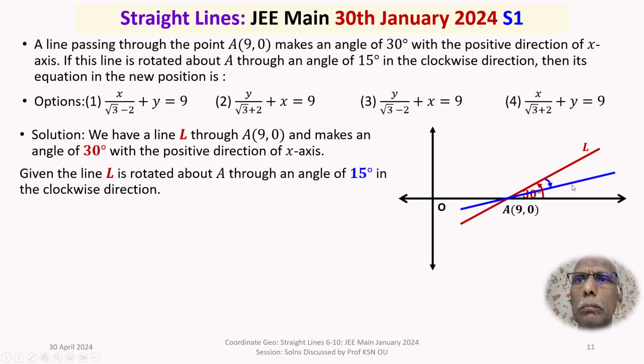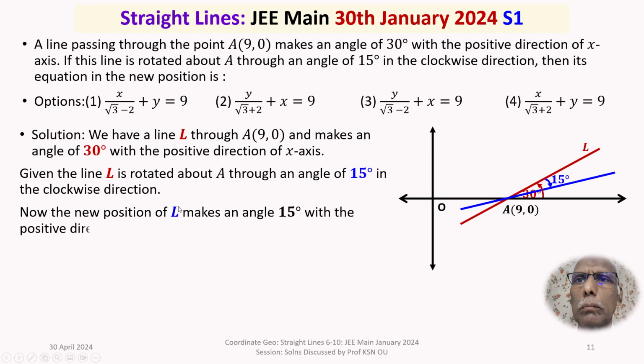This is the blue line. In the clockwise direction, 15 degrees we have rotated. Then the new position of this L is this one. So now the new position of L in blue makes an angle 15 degrees with the positive direction of x-axis. So this is your L. This makes an angle 15 degrees with the positive direction of x-axis.